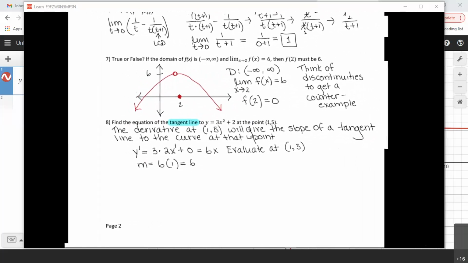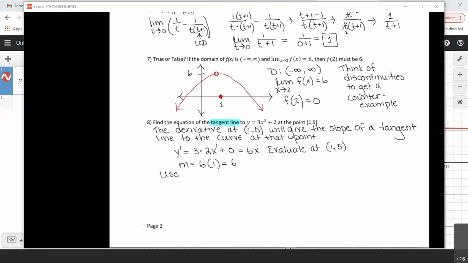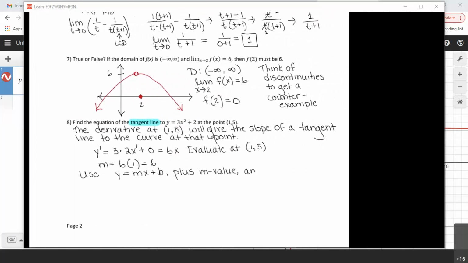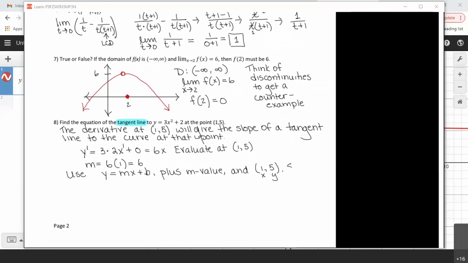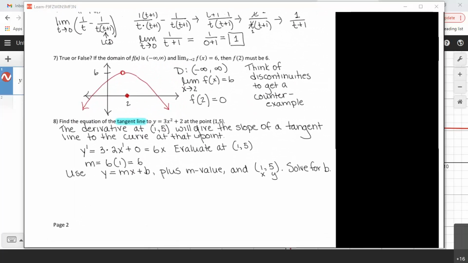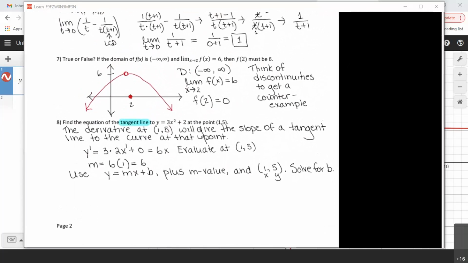The next step is to use the pattern y equals mx plus b, plus the m value and the point (1, 5), where 1 is the x and 5 is the y. Then solve for b. You have everything else, so all you need to do is plug this stuff in and solve for b.